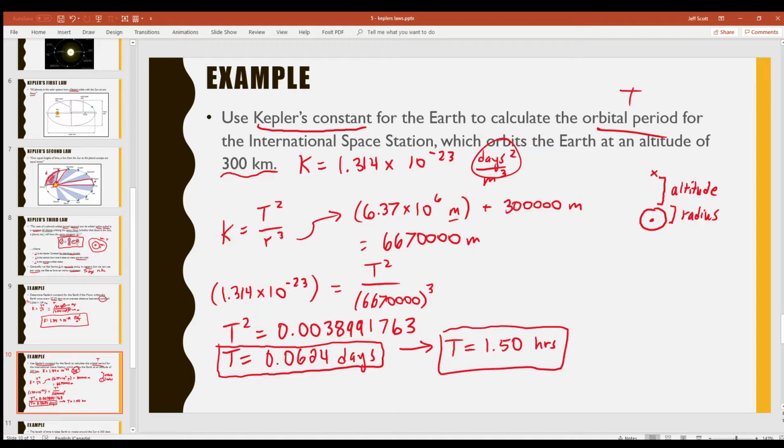And believe it or not, you can look this up in your own time. That's actually accurate. So even though all we ever used was how high the International Space Station was orbiting, and then a bunch of random information about the moon on the last question, we were able to accurately find how long it takes the International Space Station to orbit around Earth. So Kepler's information, even though it came out hundreds of years before we ever sent satellites up into space, does prove to be pretty accurate.